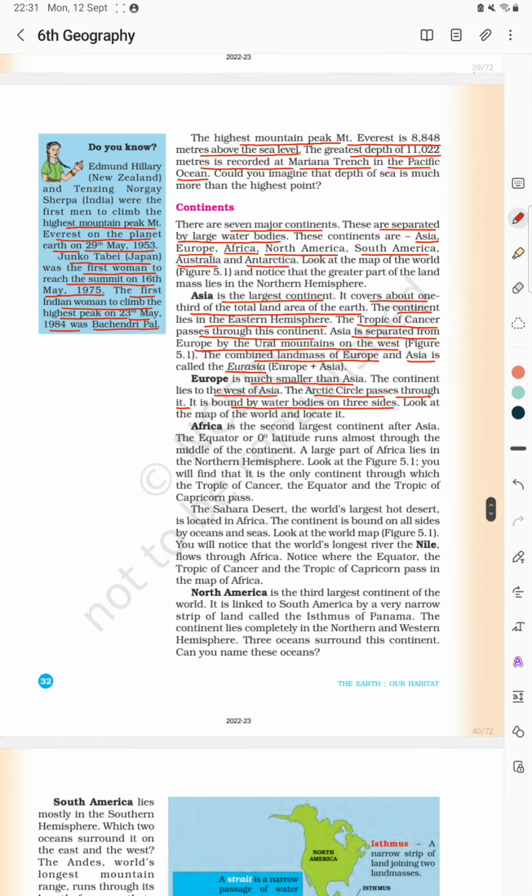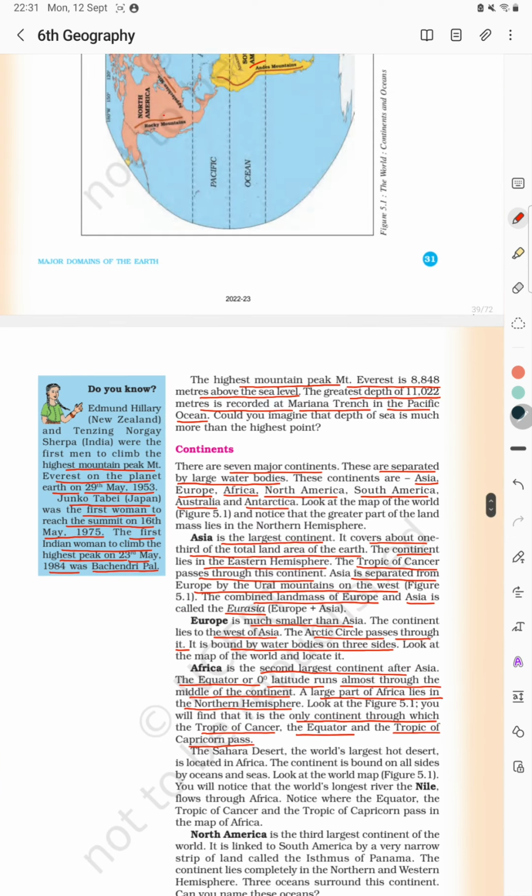Next continent is Africa. Africa is the second largest continent after Asia. The equator, that is 0 degree, runs almost through the middle of the continent. A large part of Africa lies in the northern hemisphere. Look at the figure, map 5.1. You will find it is the only continent through which the Tropic of Cancer, Equator and Tropic of Capricorn pass.